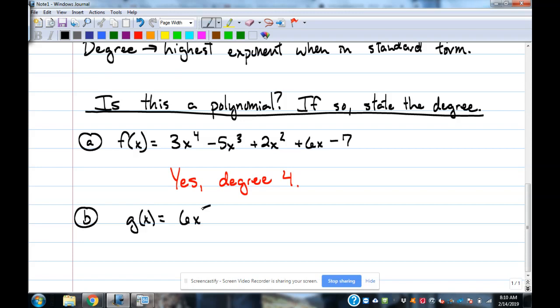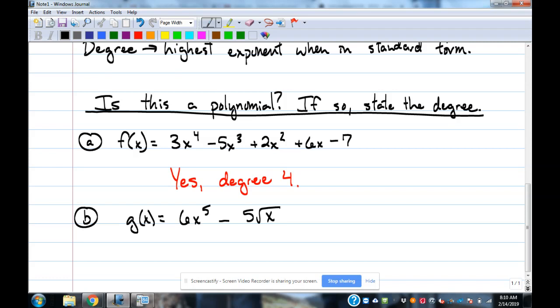So 6x to the 5th minus 5 square root x. Is that a polynomial? And if so, state the degree. It's a better catch to it. But looking for negative exponents or exponents that are not integers. This one has a square root in it.